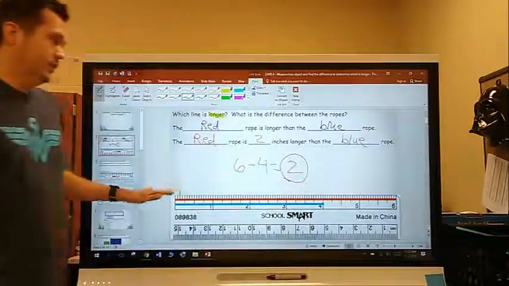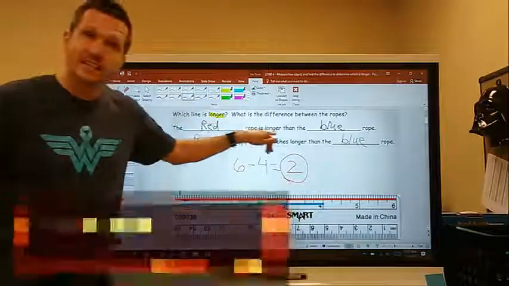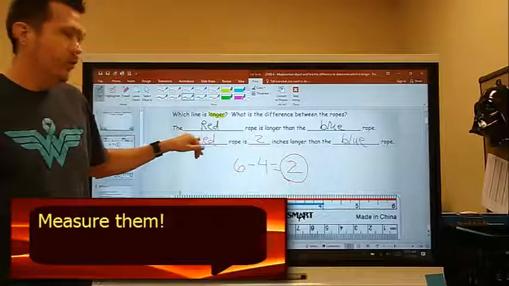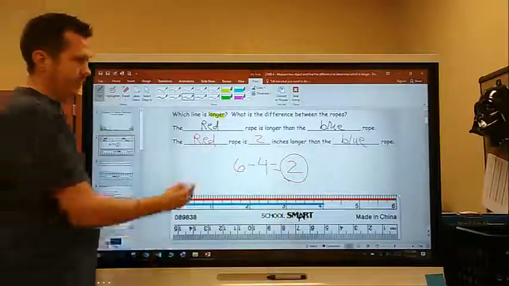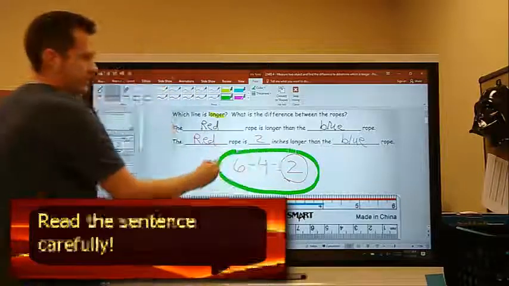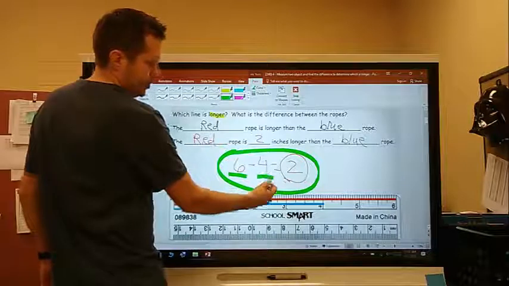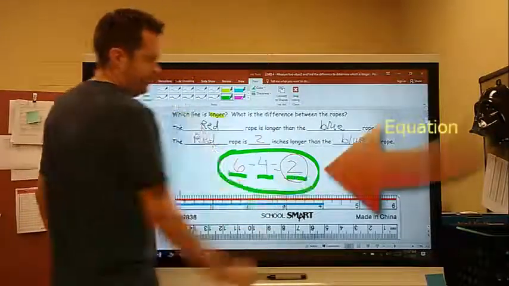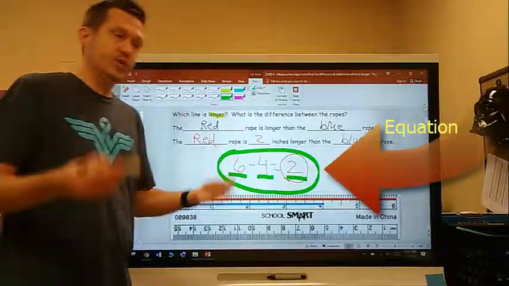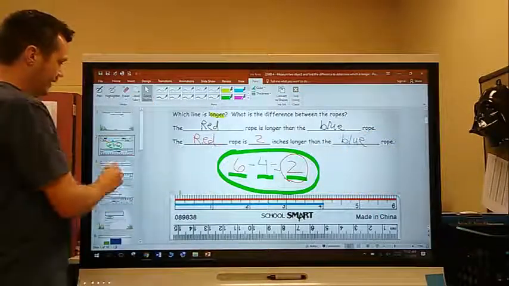So in order to do those, you've got to measure the ropes, see which one is longer, read the sentences carefully, think about what would go inside of there, and then create an equation to solve that. So 6, the longer rope, minus the shorter rope, gives you the difference between the two. The difference is subtraction. That keyword difference helps you know it's subtraction. So let's take a look at the next one.